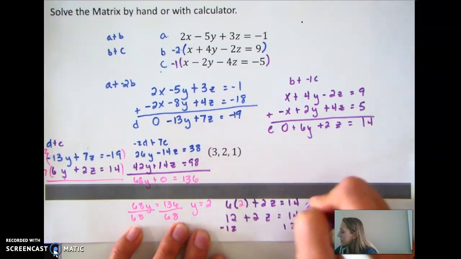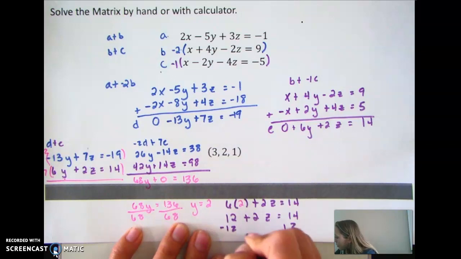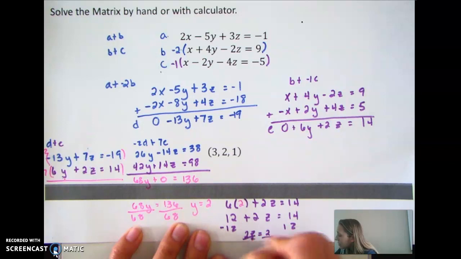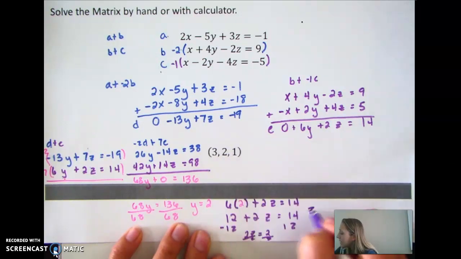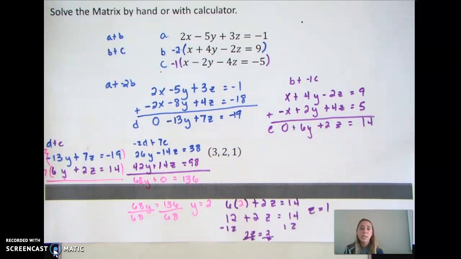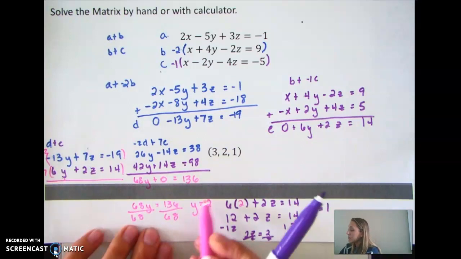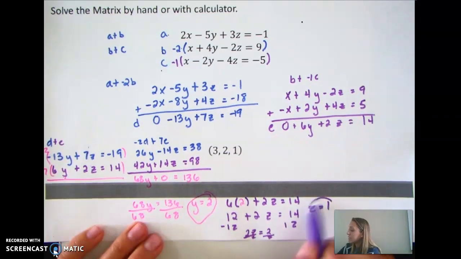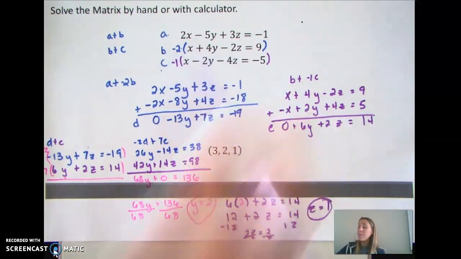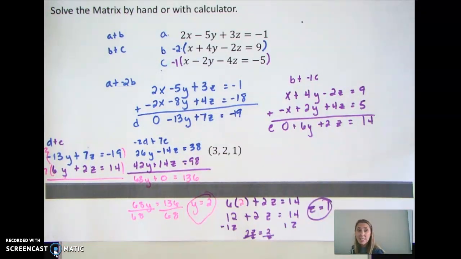I'm running out of space, sorry. 2z is equal to 2. Divide by 2, divide by 2, and I get z is equal to 1, because 2 divided by 2 is 1. Great! Now I know what my y is. Now I know what my z is. Now I can take one of these original equations and plug it in. Looking at that, B or C looks like the easiest, so I'm just going to pick B.